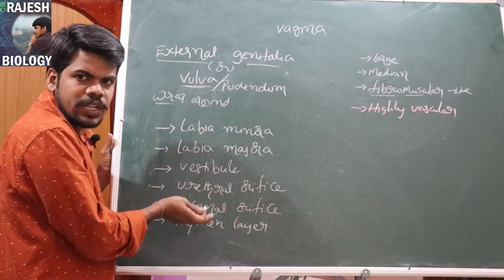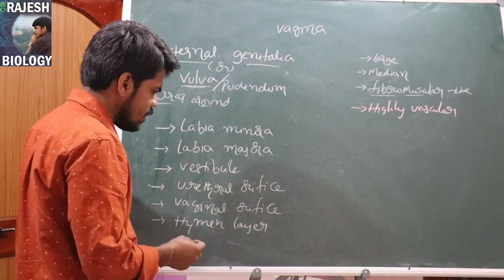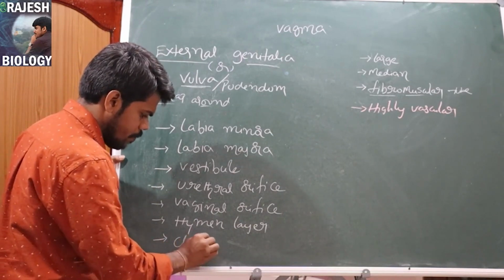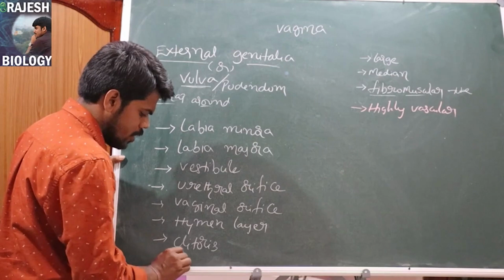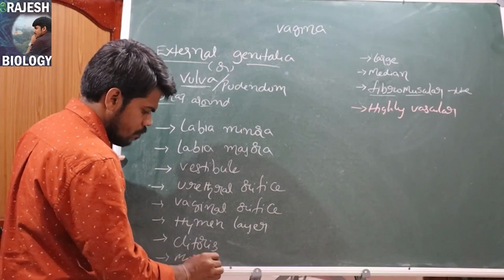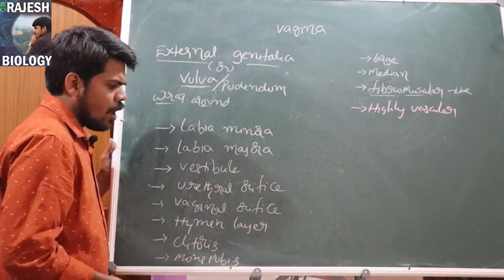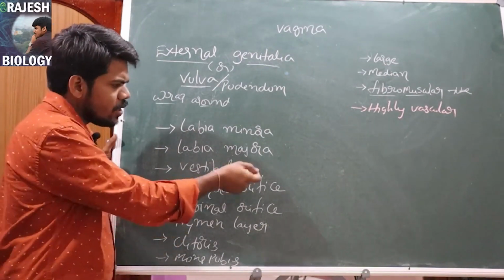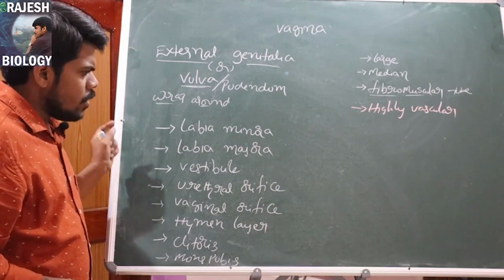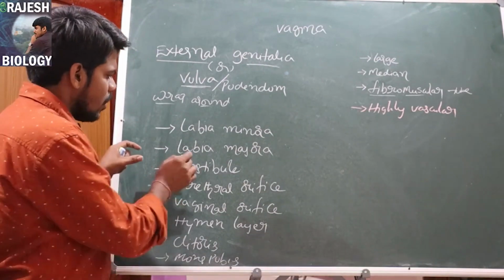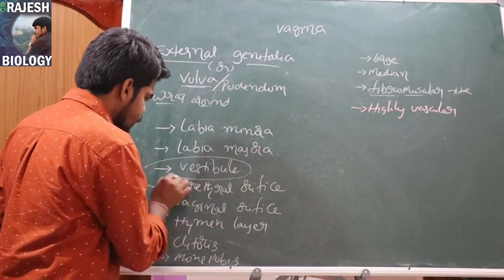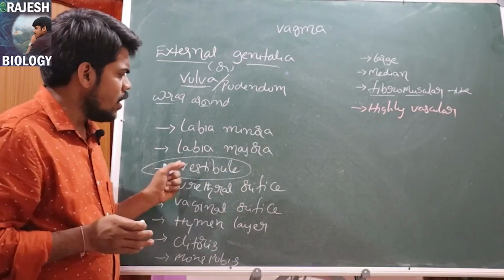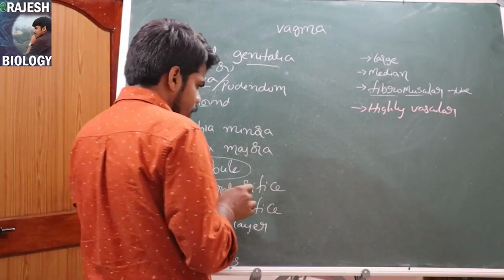So these are the things we are going to discuss now in external genitalia: hymen layer, clitoris, mons pubis. Habituate these words. Then I will show each and every part in the diagram. Now I'll explain what the vestibule is first. Vestibule means a space between the two labia minora.